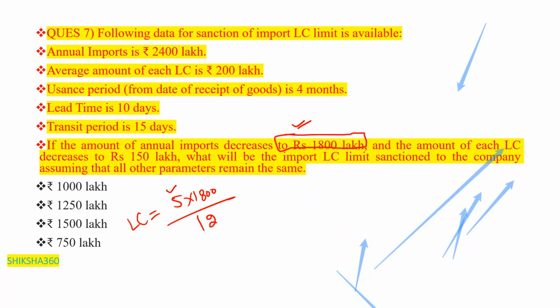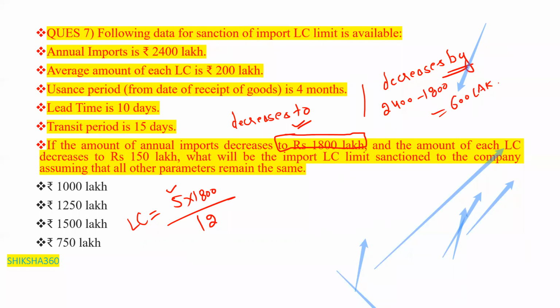Annual amount of annual imports basically decreases to rupees 1800. Clear? One thing please remember. Here the word given is decreases to. Sometimes they will give the word decreases by. If they have given the word decreases by, then we will reduce 2400 minus 1800. Left, we will have 600 lakh left. Clear?